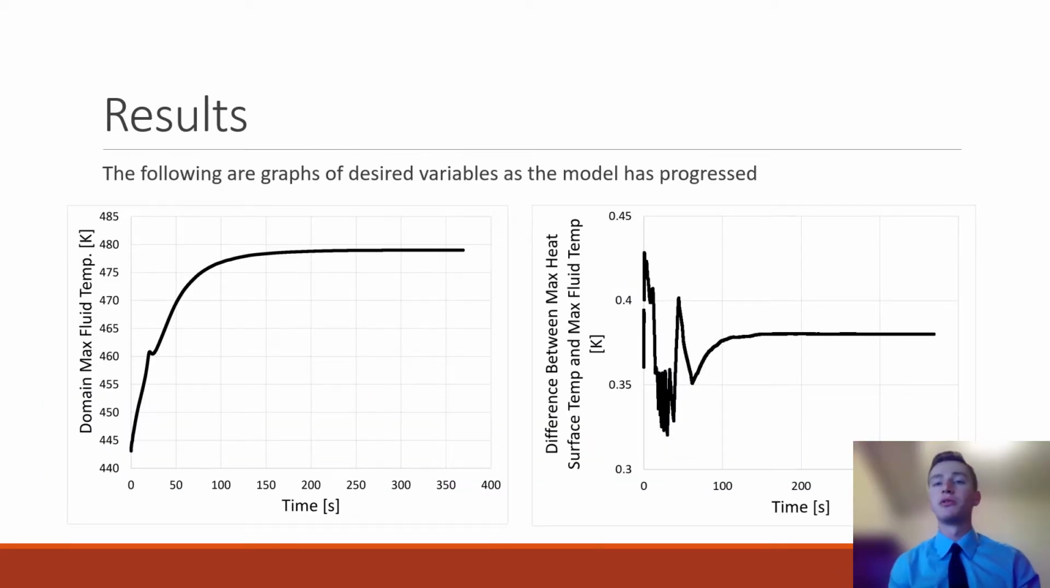So the first simulation that was run using this model was a very crude simulation, meaning that the very bare bones models were used, nothing very complex. And the goal of this was just to essentially get a multi-phase model working and to hopefully build upon that. As you can see, the graph on the left shows the maximum fluid temperature inside the chamber, which is just under 480 Kelvin. On the figure on the right, you see the difference between the heat surface temperature and the fluid temperature as being around 0.375 Kelvin-ish, which is good because it's a very similar number.